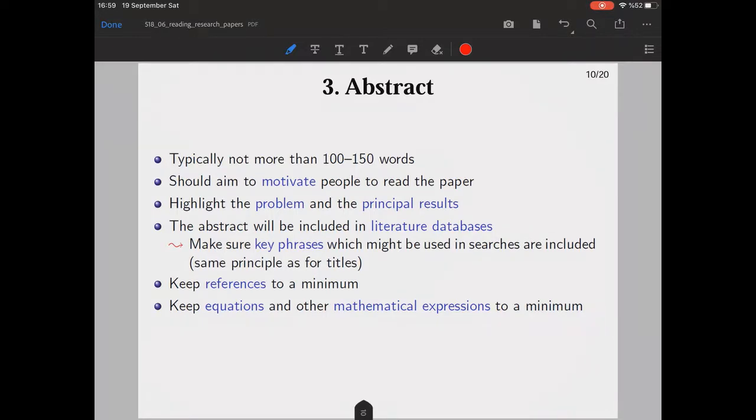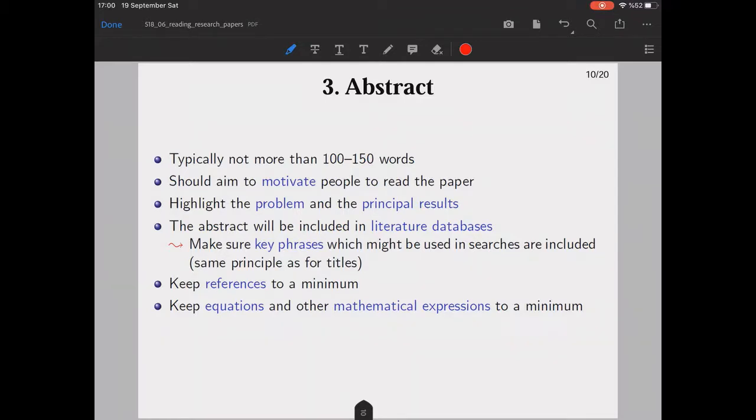Let's talk about the abstract. Abstract typically should not be more than 100 to 150 words, it should be in that range. It should aim to motivate people to read the paper. So it should be as interesting as possible so that they will read your paper, and if someone reads your paper, they can cite it. So it would be nice for you.